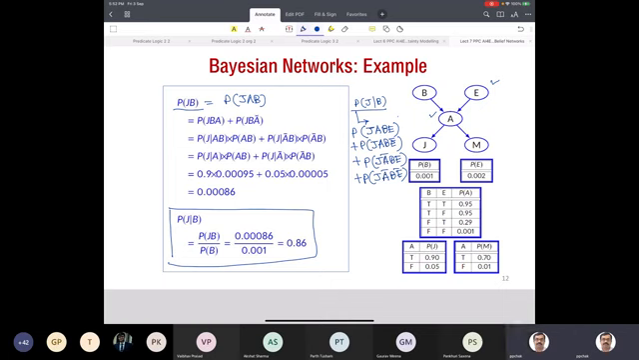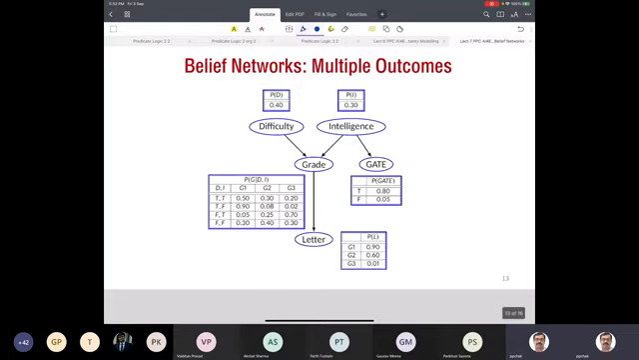Good. Now the outcome probability, outcome event, we said probability of true and false. That means in this case, this row means that if B is true, E is true, A being true is 95% and A being false is 5%. Now we can have cases where there can be more than one outcome.